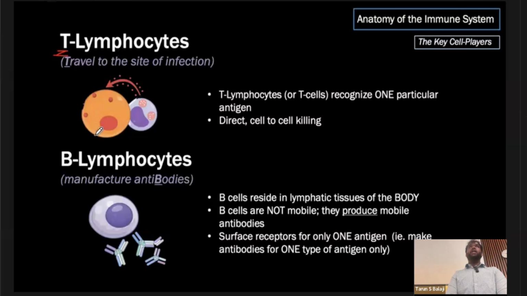These B lymphocytes are going to reside in your lymphatic tissues and manufacture antibodies. Your antibodies are like tiny fragments that go out into circulation and tag a particular antigen. These are also antigen specific. They seek out a particular protein, clump onto it, and mark it for destruction by other cells. The key point to remember is that B cells are not mobile. They stay in one place. They work from home.